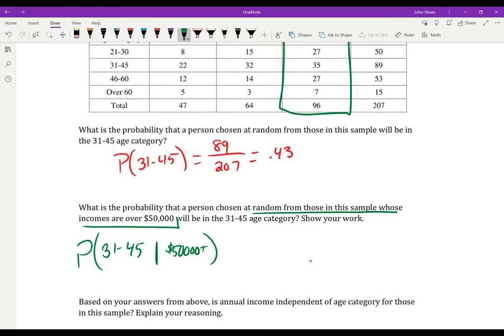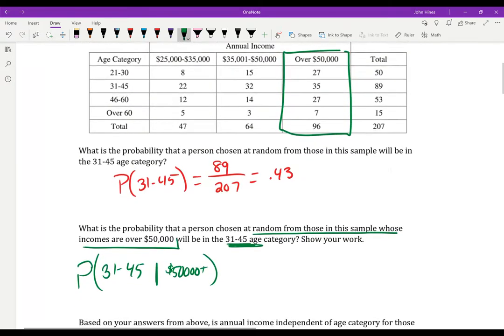What's the probability they're in this 31 to 45 age category, given you're only picking people from this $50,000 plus category? So what's my denominator? My denominator shrunk to 96 people. From this shrunken universe, how many of them are in that 31 to 45 category? 35 out of 96. 35 out of 96 comes out to 36.5, so 0.365.